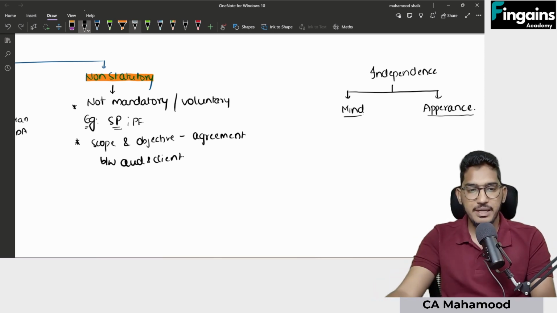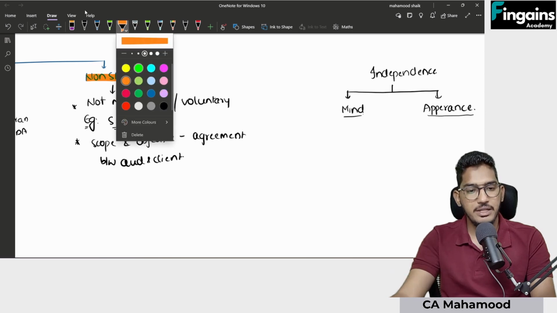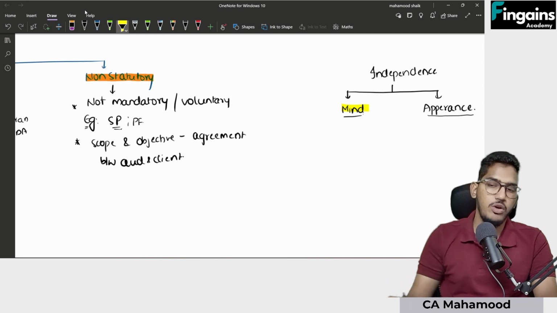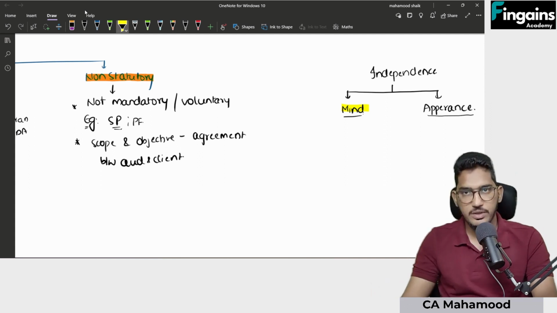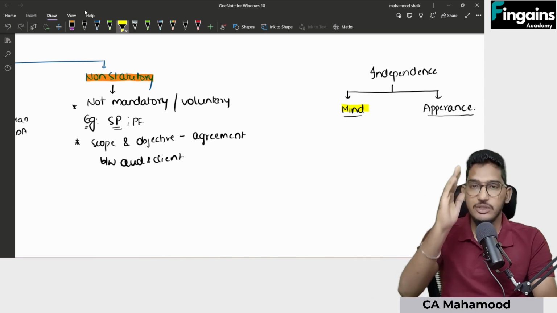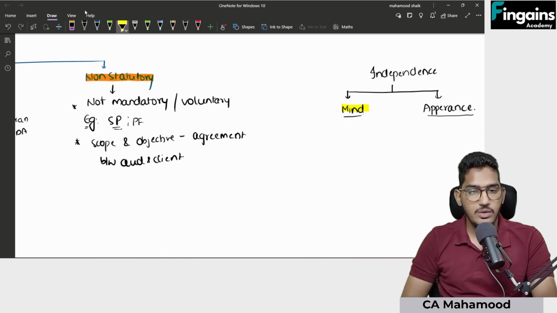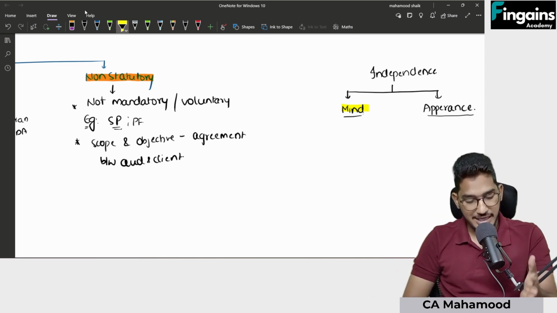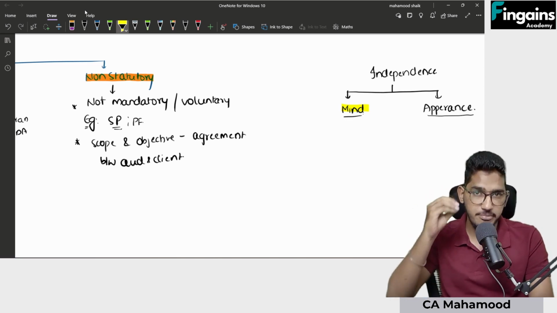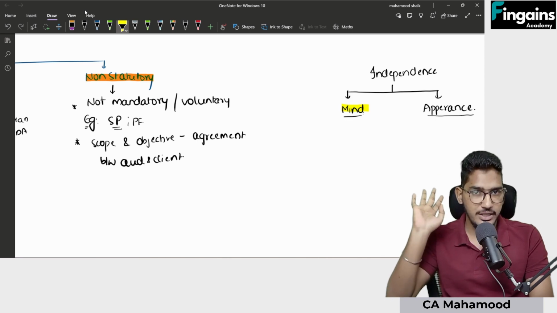Now what is independence of mind? What is independence of appearance? Let us have a look at it. First we will talk about independence of mind. Independence of mind means the agreement of mind, the state of mind, to act independently.